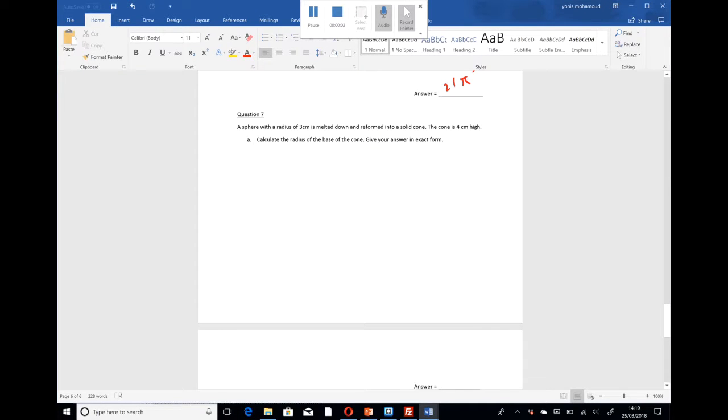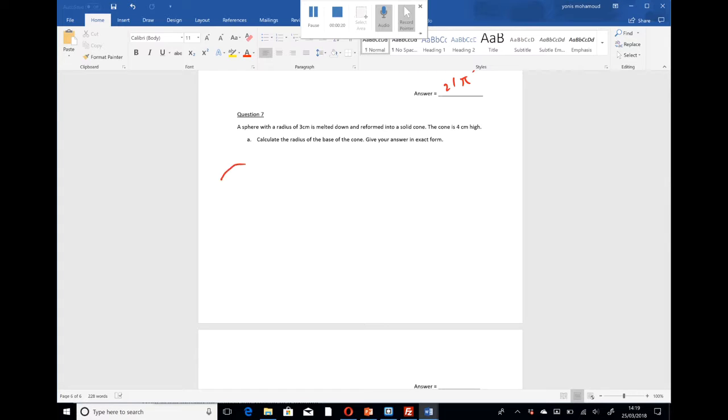Okay, so let's go over question number 7. Question number 7 asks, a sphere with a radius of 3 centimeters is melted down and reformed into a solid cone. The cone is 4 centimeters high. Calculate the radius of the base of the cone. Give your answer in the exact form.